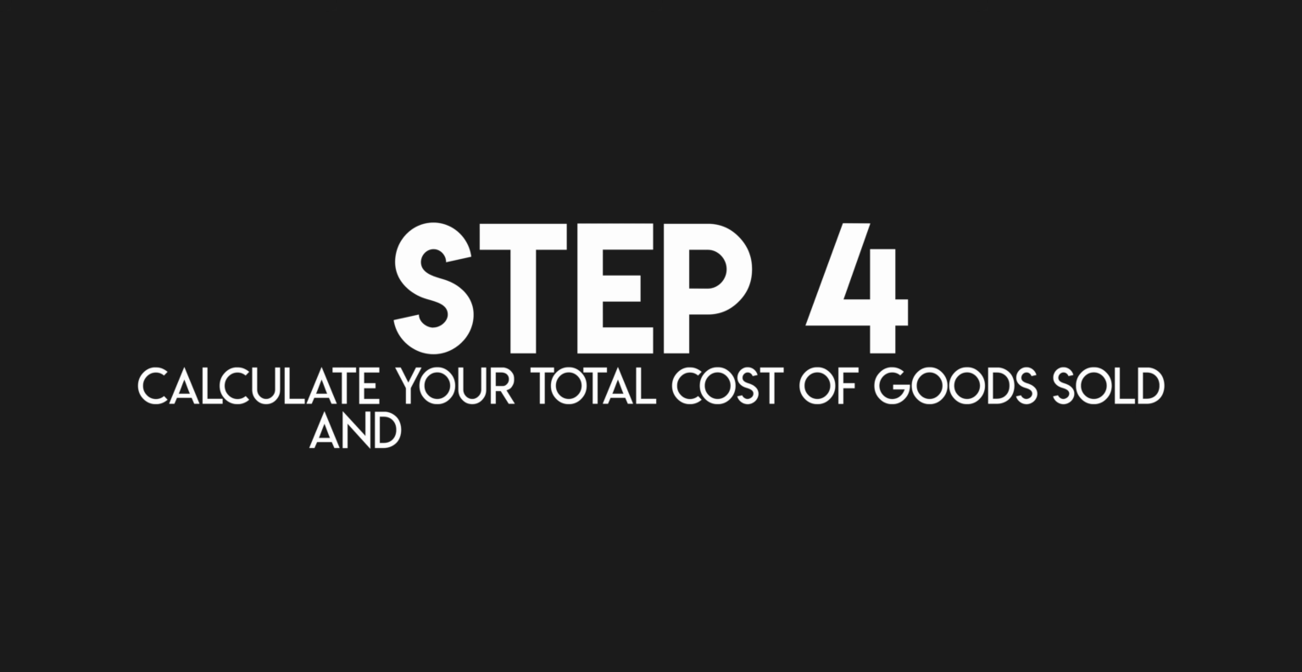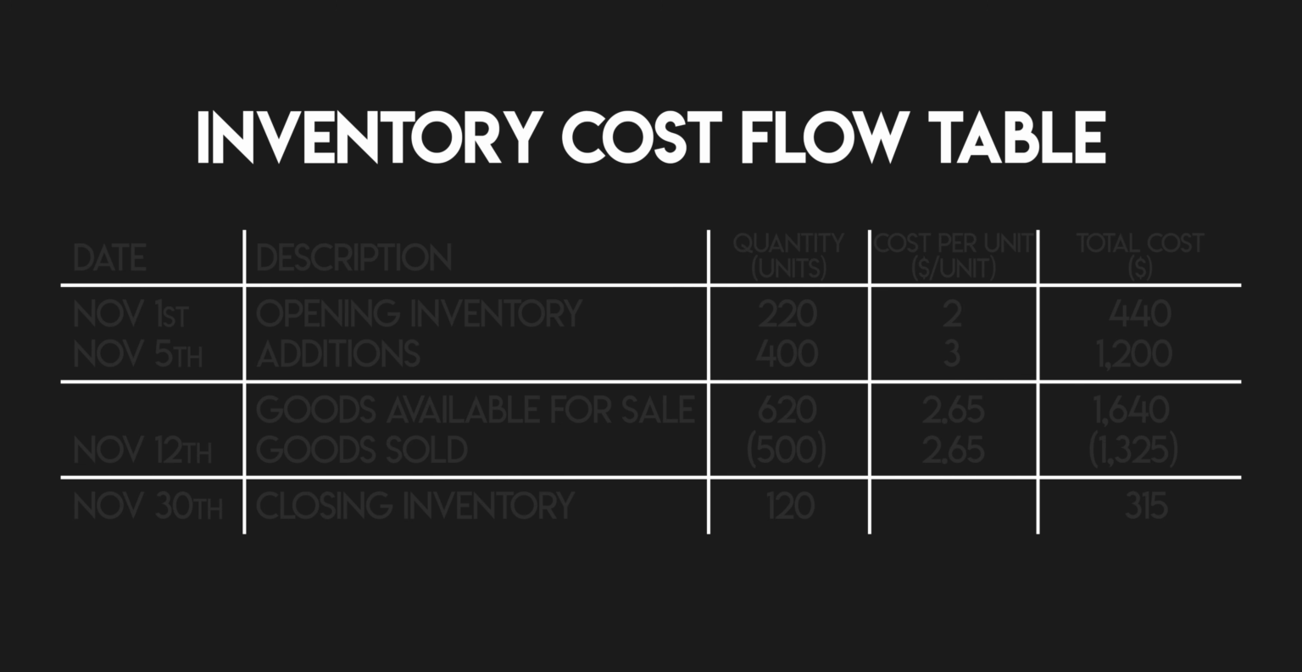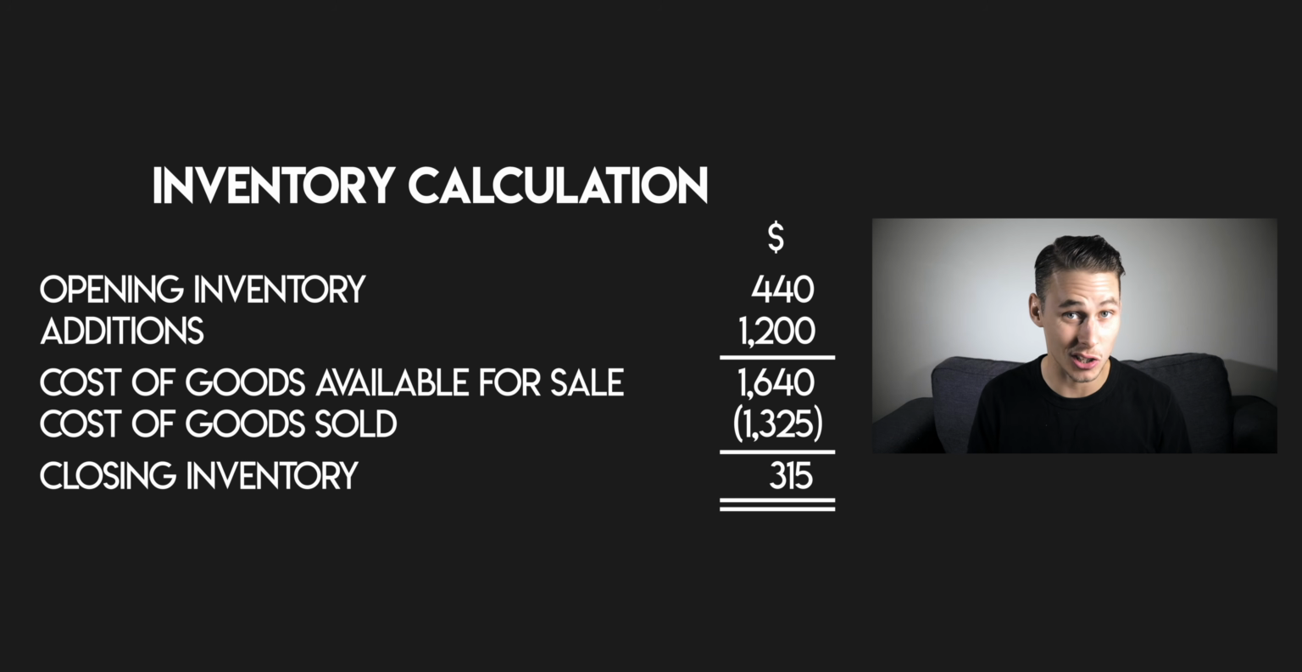Step 4. Calculate your total cost of goods sold and your closing inventory. Your total cost of goods sold for the month can be calculated by adding up your cost of goods sold for every sale that you've made. In this problem, there was only one sale, so your total cost of goods sold for November is $1,325, and you can find the total cost of your closing inventory down here in the bottom right corner, $315. Okay, now I'd like to show you something interesting. This inventory cost flow table mirrors the inventory calculation that we had up at the start of the video.